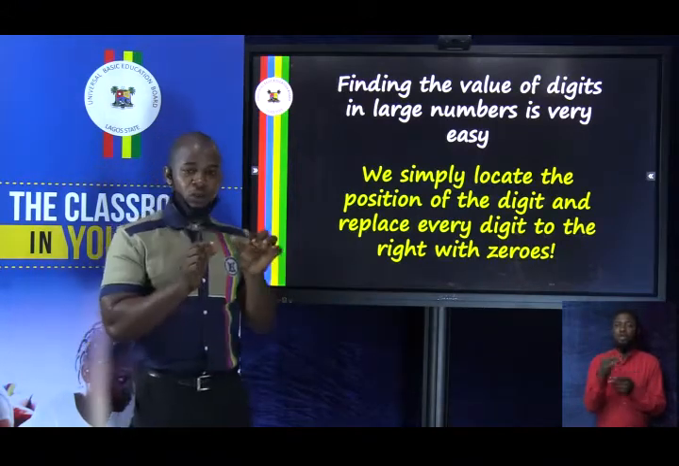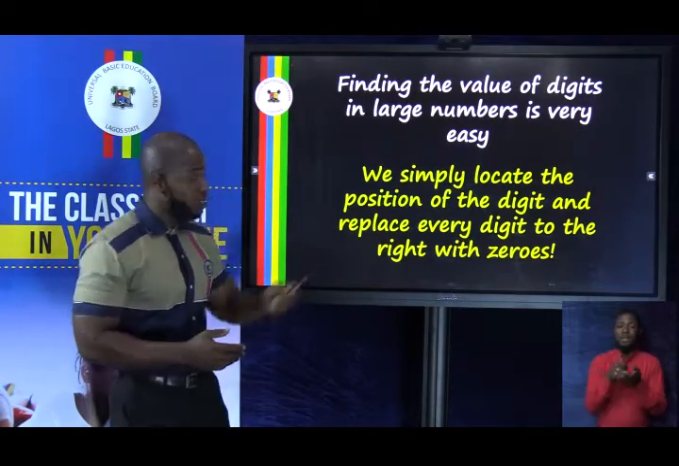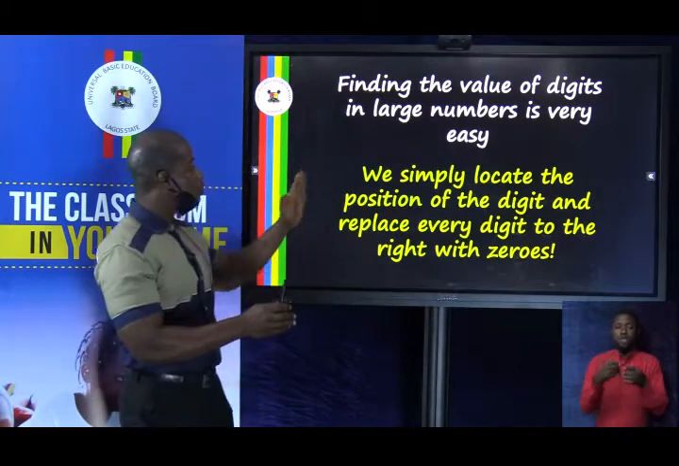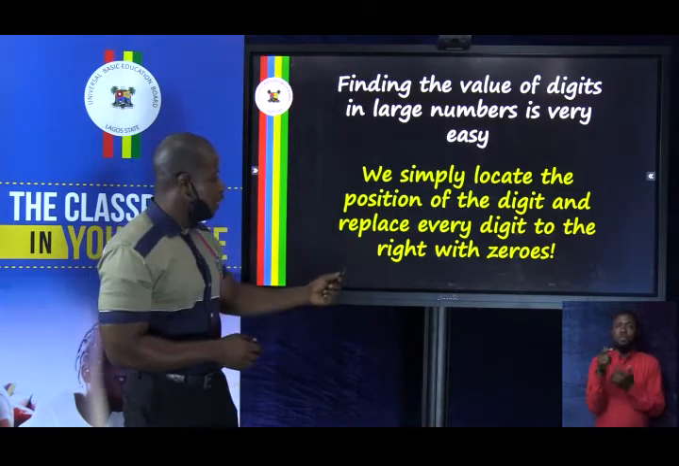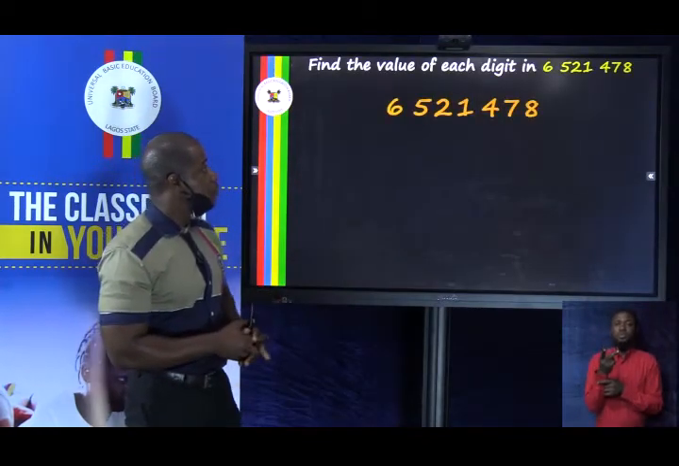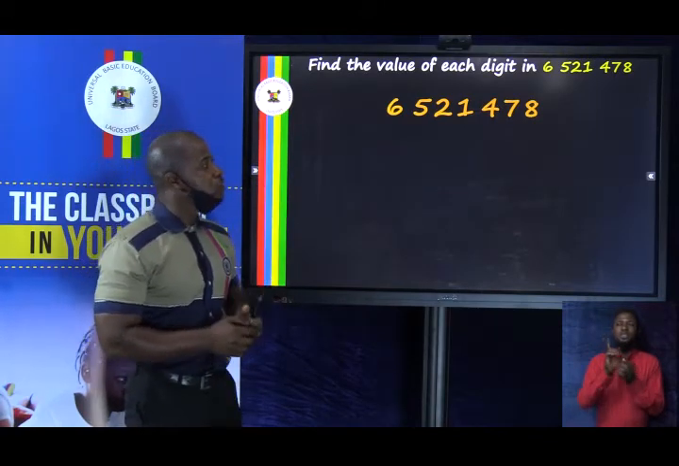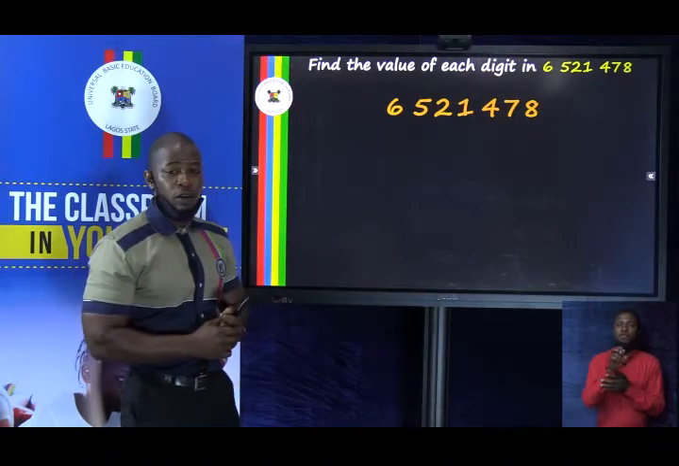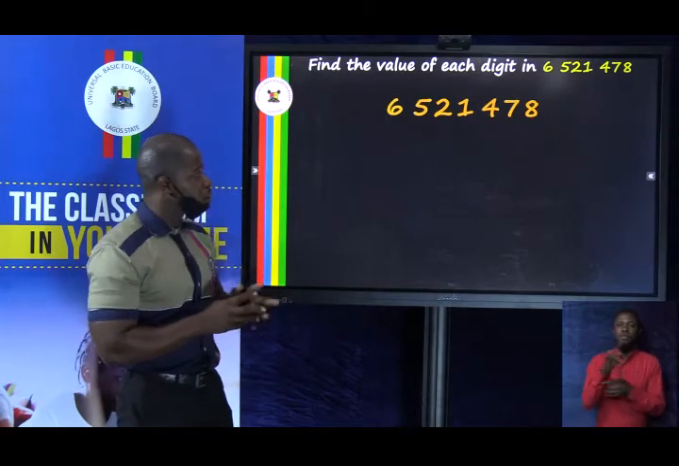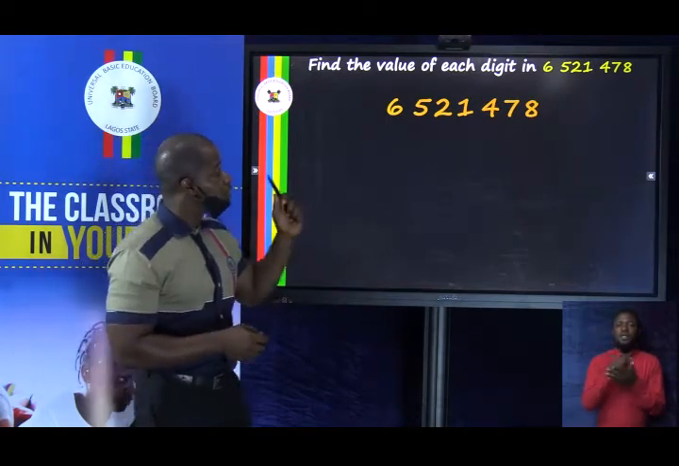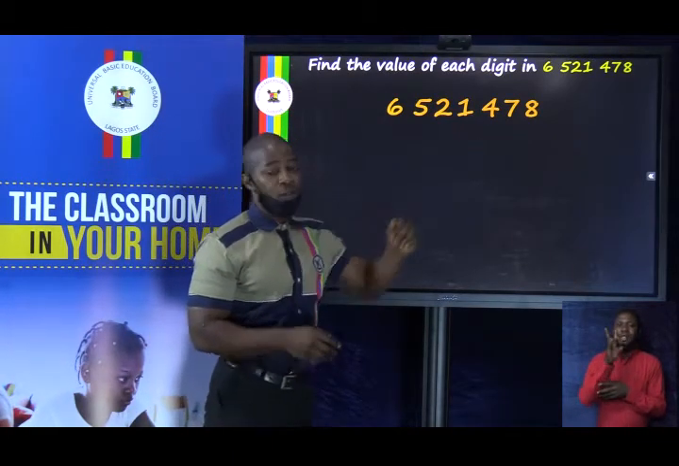We will simply find the position of the digit, and then every other space to the right, we fill it with zeros, just like we did in the previous slides. If you move 1 to a new position, you fill the previous position with 0, and then you get the value of that digit. So let's see how this is done in real time. This question says, find the value of each digit in 6,521,428. In this number there are 1, 2, 3, 4, 5, 6, 7. There are 7 digits.